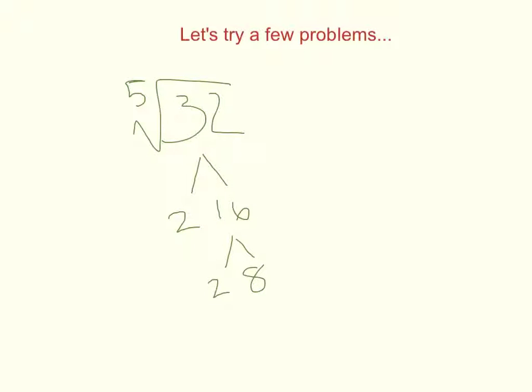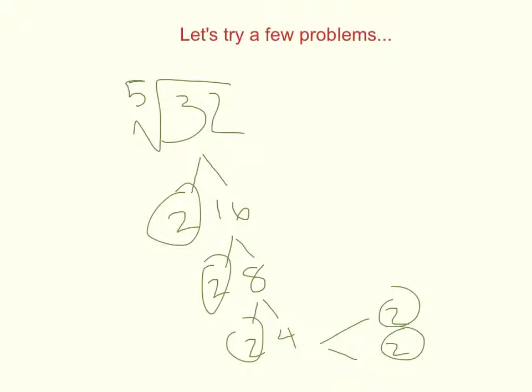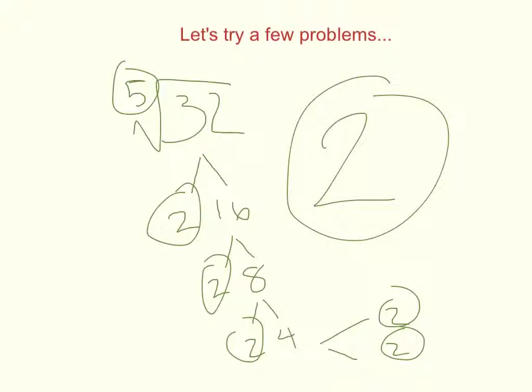So let's try a few problems. How about the 5th root of 32? It'll look something like this. Okay, so like in the last problem, we're just going to have to start breaking it down. So we've got 2 and 16, 2 and 8, 2 and 4, and 2 and 2. So there are how many 2's? 1, 2, 3, 4, 5. It's the 5th root, and that means that the answer for this one is 2 again.